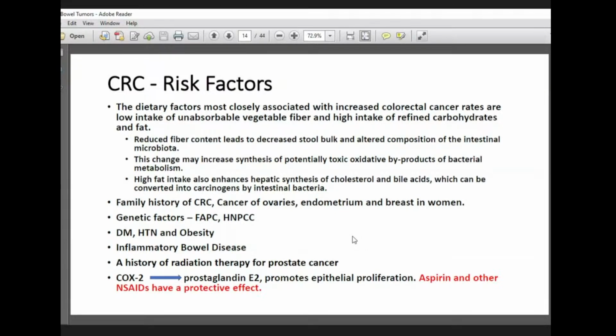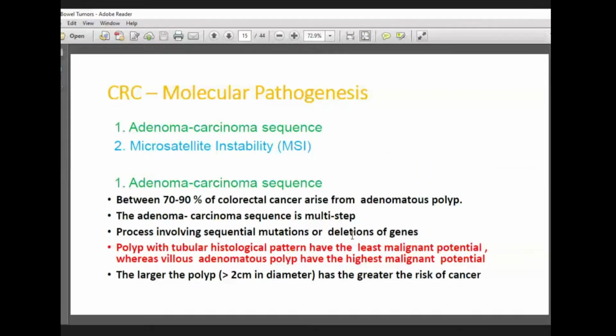Now the molecular pathogenesis. These risk factors are ultimately leading to genetic alteration. There are two molecular pathogenetic mechanisms of colorectal carcinoma. One is the adenoma-carcinoma sequence. Another one is microsatellite instability. So let's go to the adenoma-carcinoma sequence. Between 70 to 90% of colorectal carcinomas arise from adenomatous polyps. First they have an adenoma, then this adenoma goes to dysplasia and then into carcinoma.